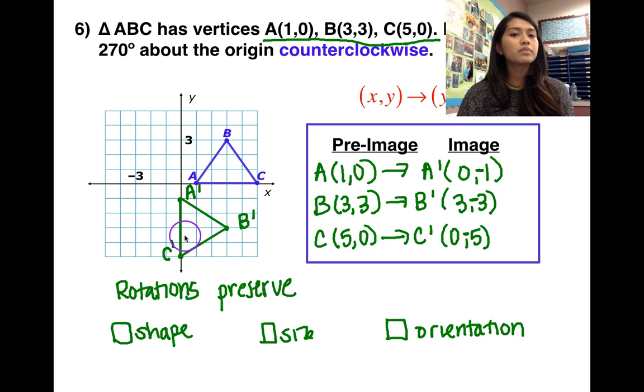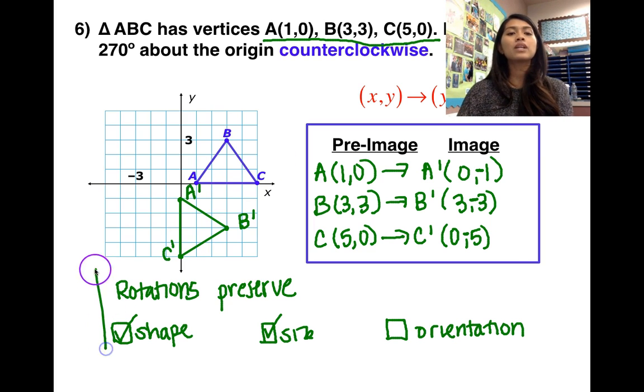Are both of these shapes the same? Absolutely. They're both triangles. In fact, they're the same type of triangle as well. Now, are they the same size? Yes, they are exactly the same. Now, are they the same orientation? No, they are not. The angular positioning has definitely changed, so orientation has not been preserved.